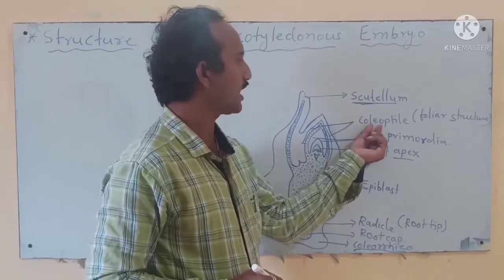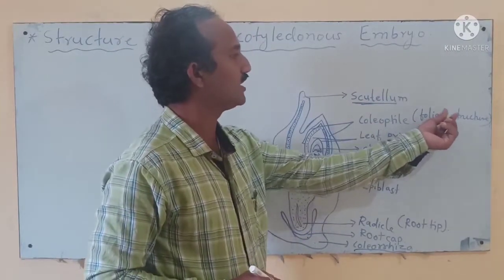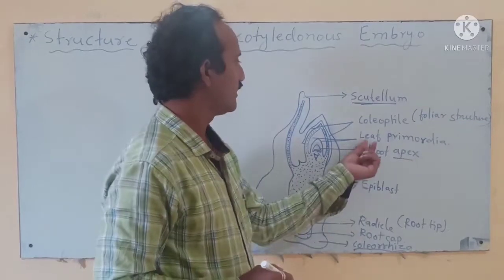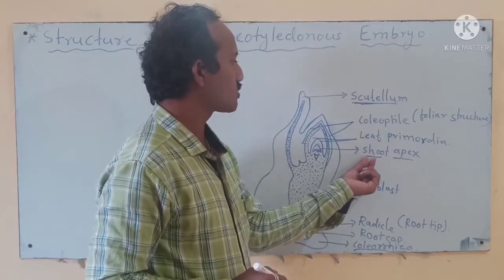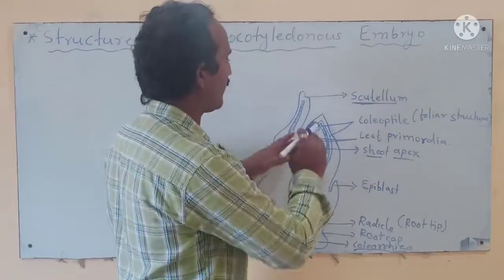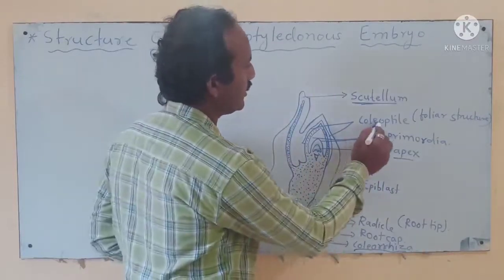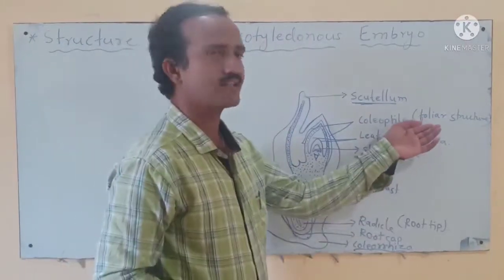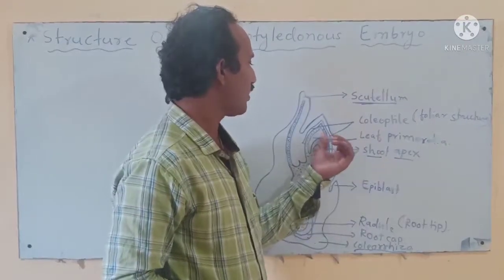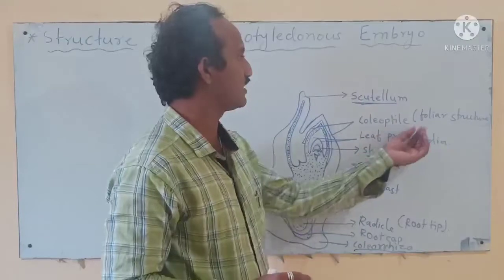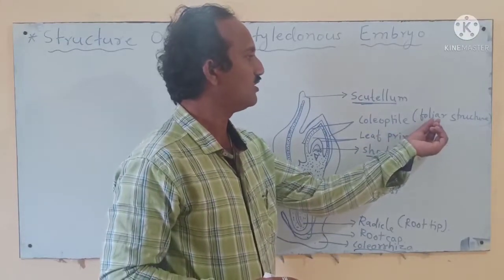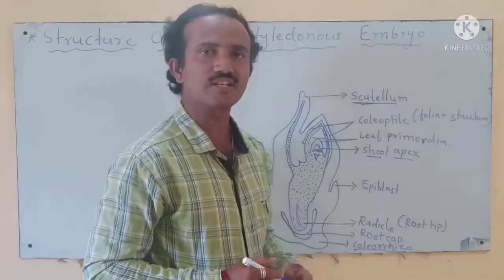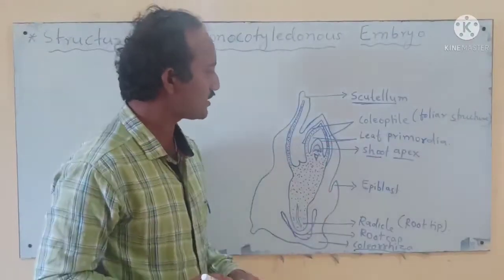the coleoptile. The coleoptile is a hollow foliar structure. So the leaf primordia and the shoot apex are enclosed by the coleoptile. It is hollow, meaning there is a gap within it. So a hollow foliar structure is present. So this is about the structure.